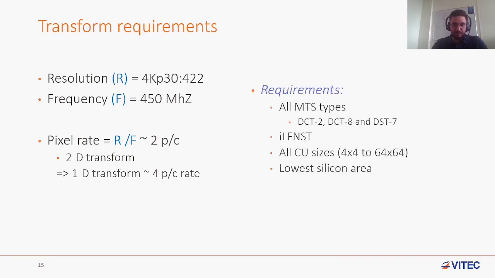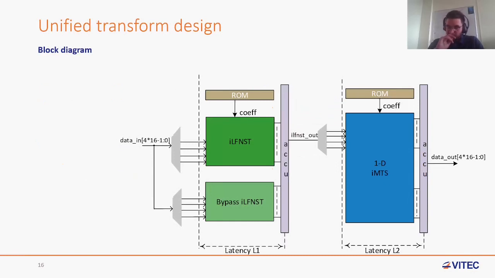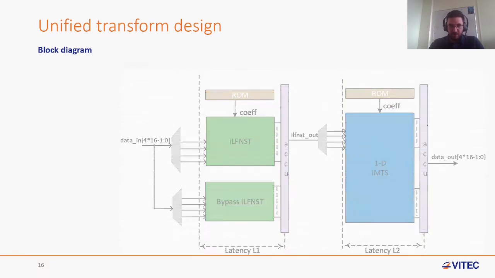in order to process 4K P30 videos in real time. In this case, the requirement for the transform is to propose a hardware implementation that includes all MTS types, DCT2, DCT8, and DST7, the LFNST also, supporting all CU sizes up to 64 by 64 with the sole objective to minimize the silicon area as much as possible. Now let's take a look into the proposed hardware implementation. As we can see from the figure, the proposed design has 2 pipeline stages. The first stage computes the LFNST, and the second stage computes the MTS.